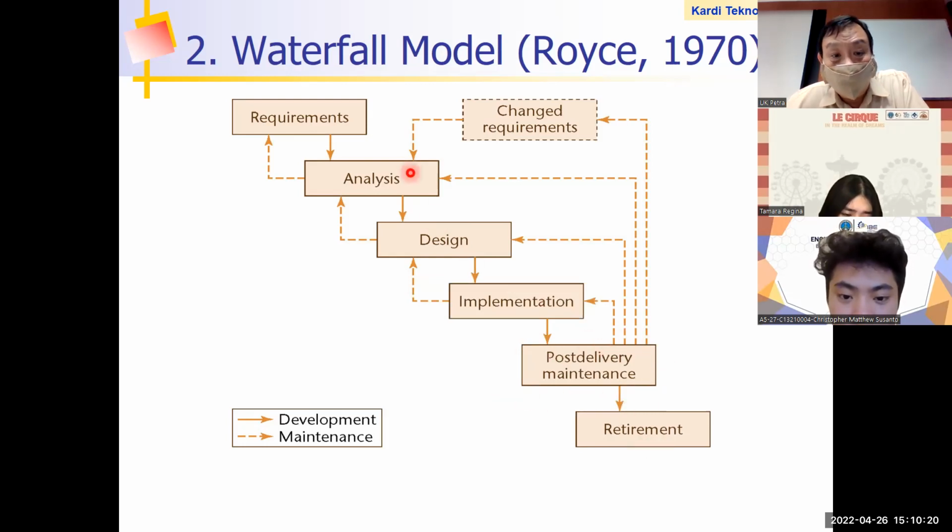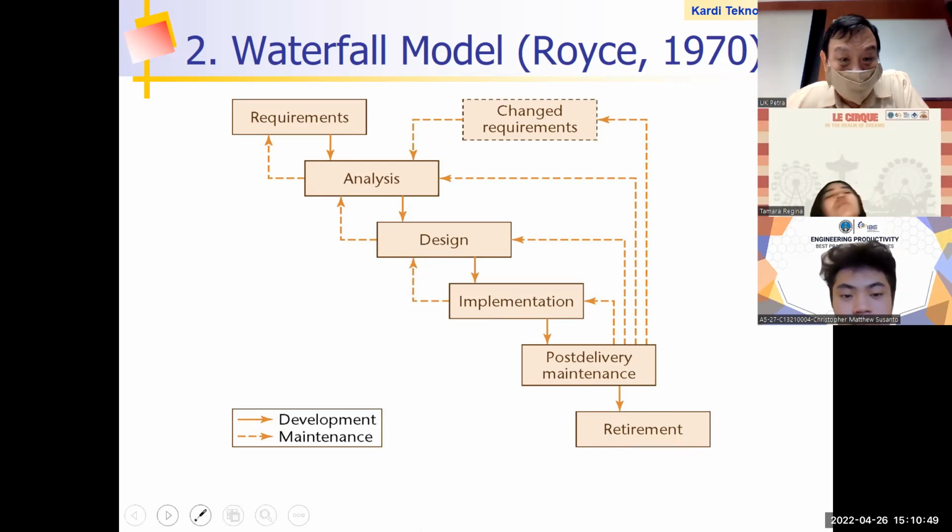Every time, you can change the requirement. The change of requirement can go to the analysis, the design or the implementation, and then can come back also. The dashed line in here means this is maintenance. The actual waterfall model is just going down like this, like a waterfall. Clear? So this is step by step.